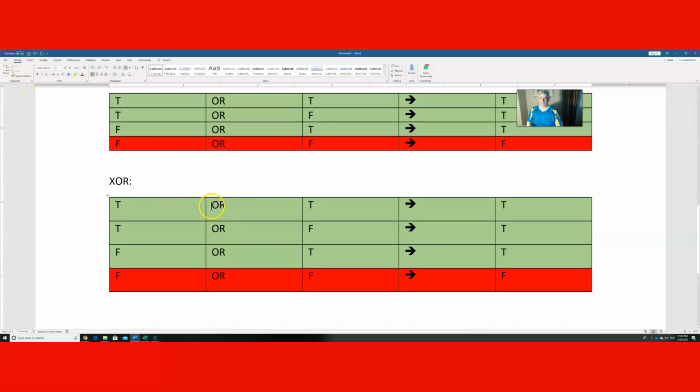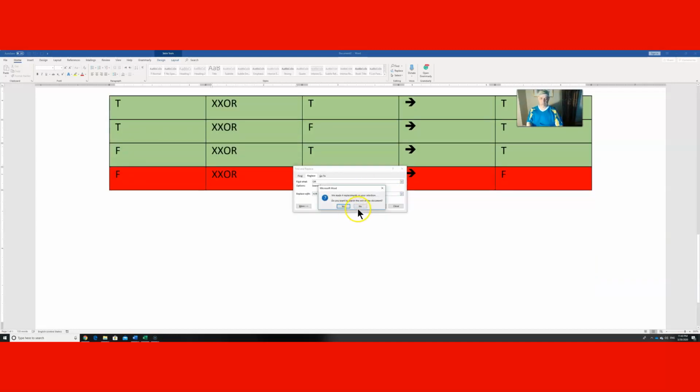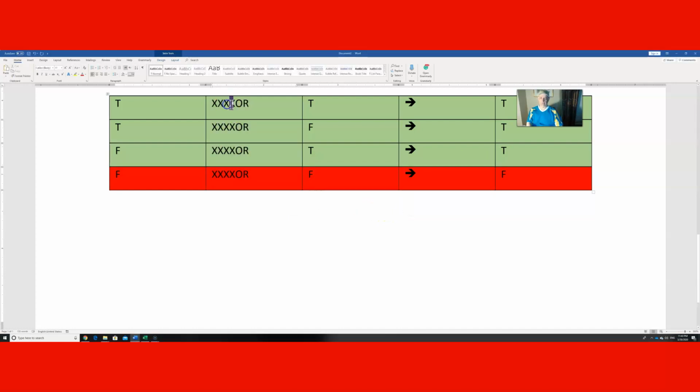So notice here, this false, let's go ahead and change it to XOR. I'm going to replace OR with XOR, and only replace this area here. No additional replacements here. Uh-oh, I keep replacing it. All right, let's see if we can undo. All right, let's go ahead and close. All right, too many X's here.